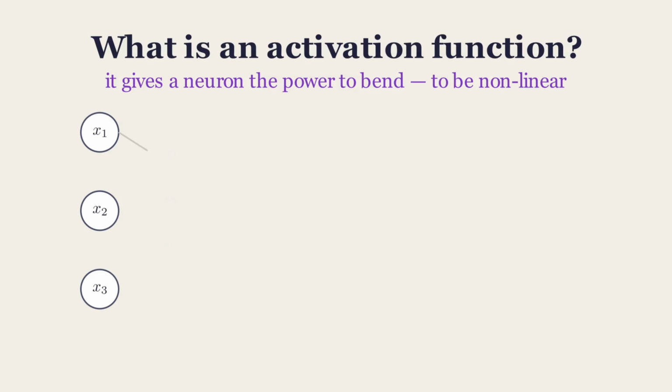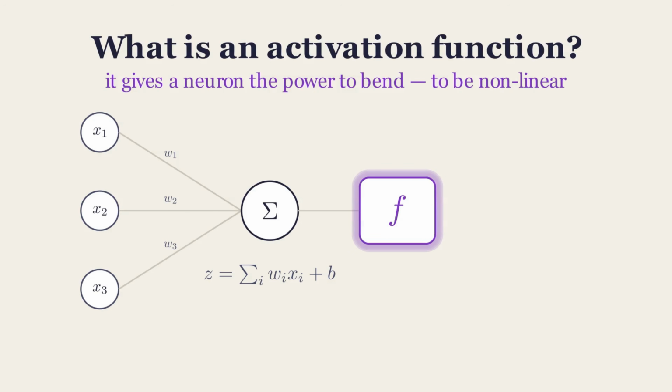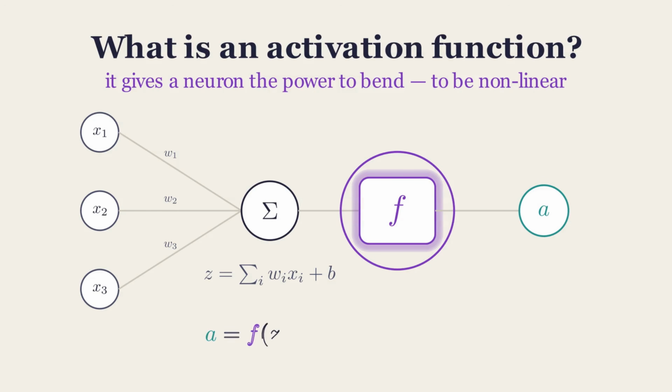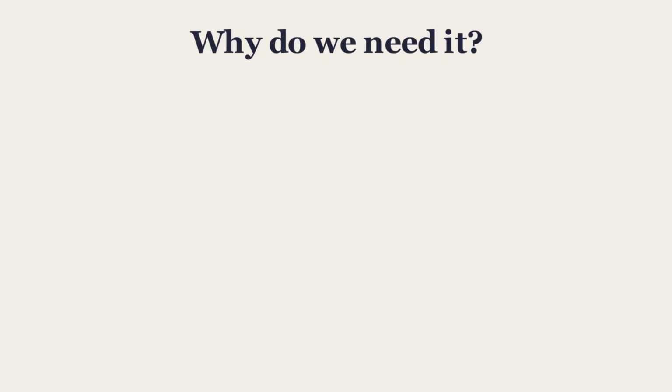But on its own, that is just a straight line, and stacking straight lines on top of straight lines only ever gives you another straight line, no matter how deep the network goes. That is where the activation function comes in. It takes that weighted sum and bends it, giving the network the power to be nonlinear, to curve, and to separate data that a single straight line never could.